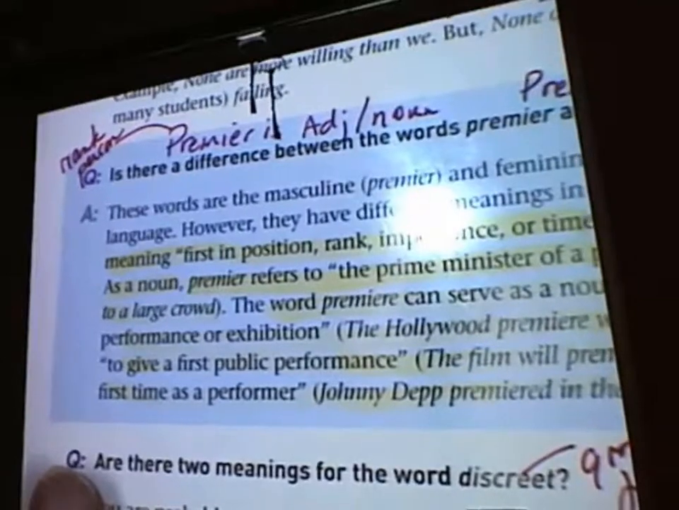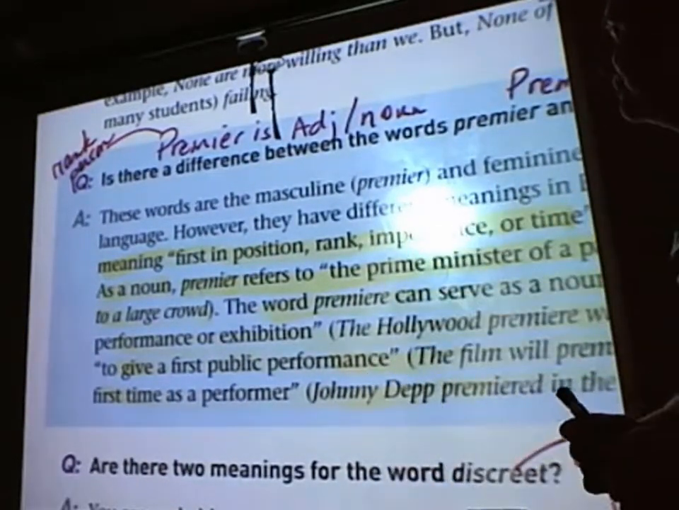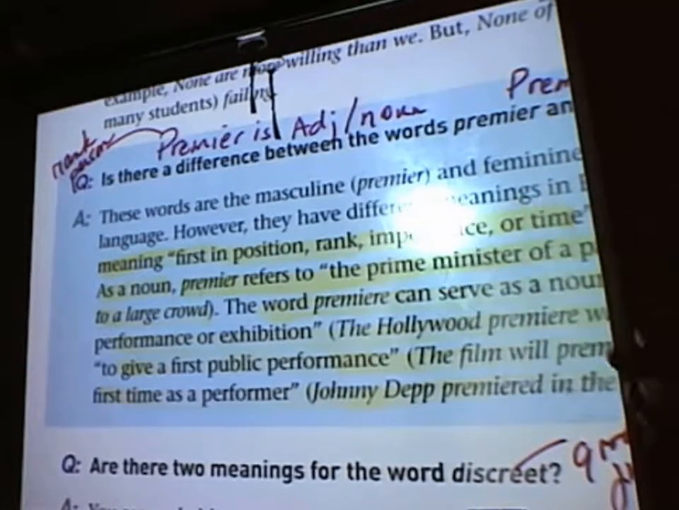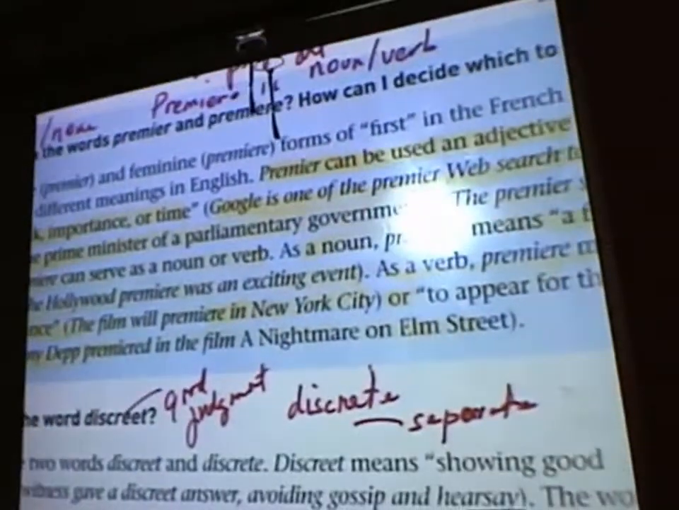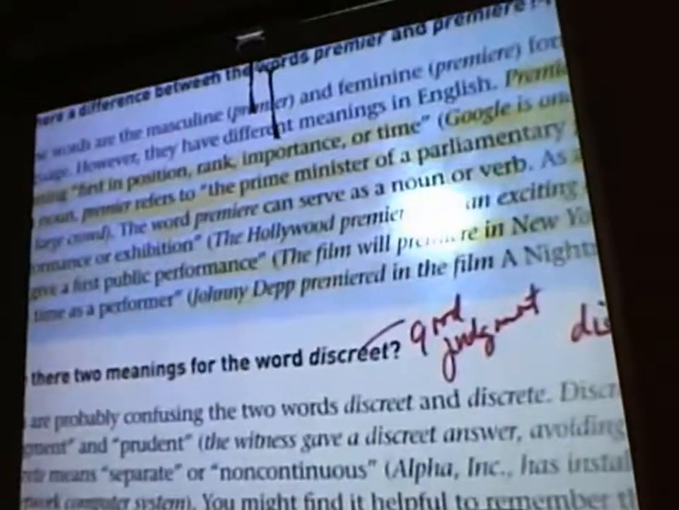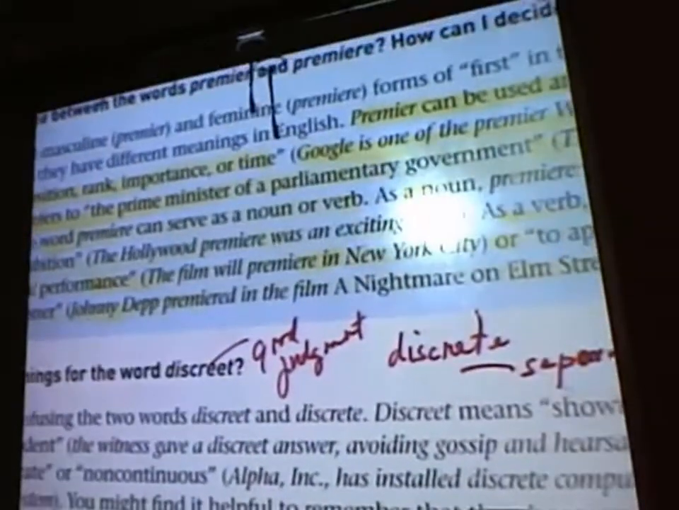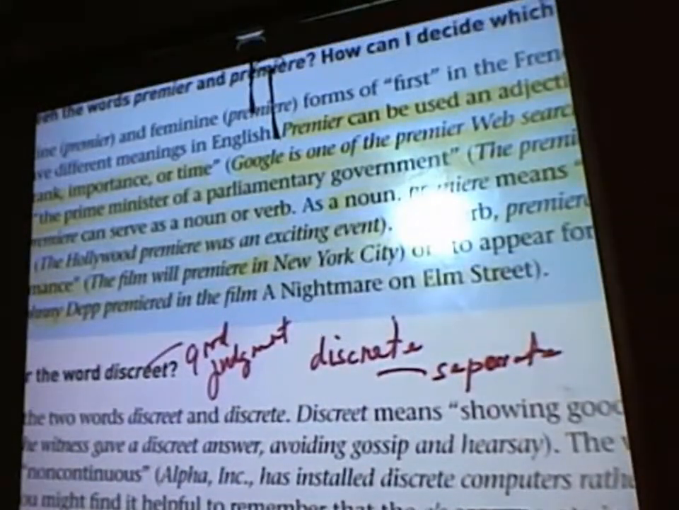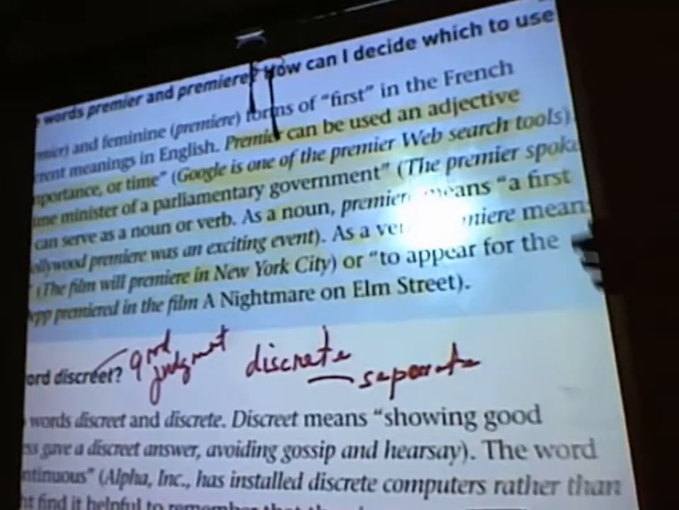Premier without an E can be used as an adjective, meaning first in rank, position, importance, or time. So Google is one of the premier, or first, web search tools. Okay? As a noun, premier without an E refers to a prime minister of a parliamentary government. The premier spoke as a leader to the large crowd.